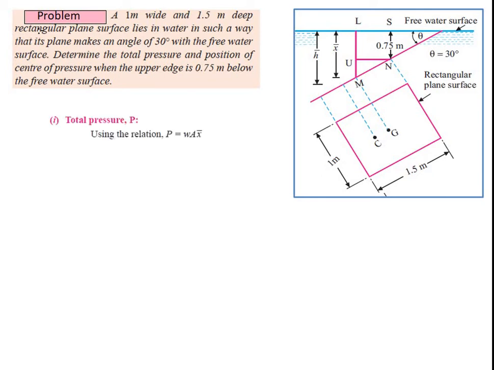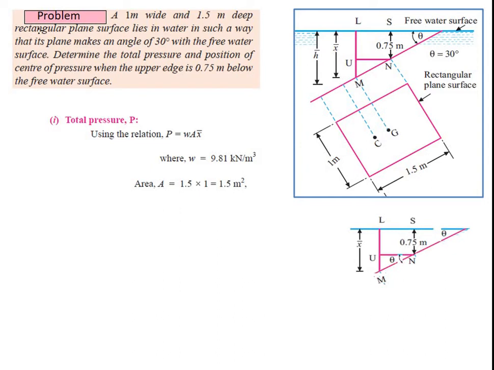Now we know that the total pressure can be given as P is equal to W into A into x bar. Since the plate is immersed in water, we know that W is nothing but 9.81 kilonewton per meter cube. And the area of the plate A is nothing but 1.5 meter by 1 meter, so it is nothing but 1.5 meter square. Now to calculate the value of x bar, we can develop a generalized equation.